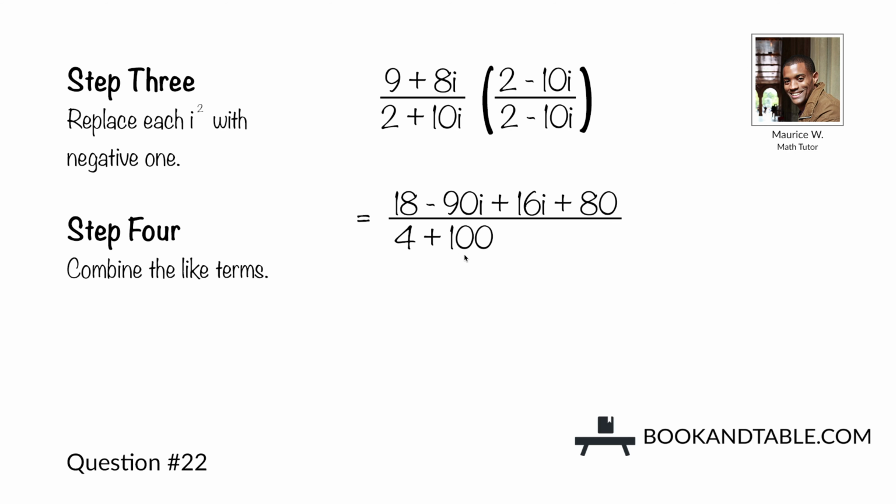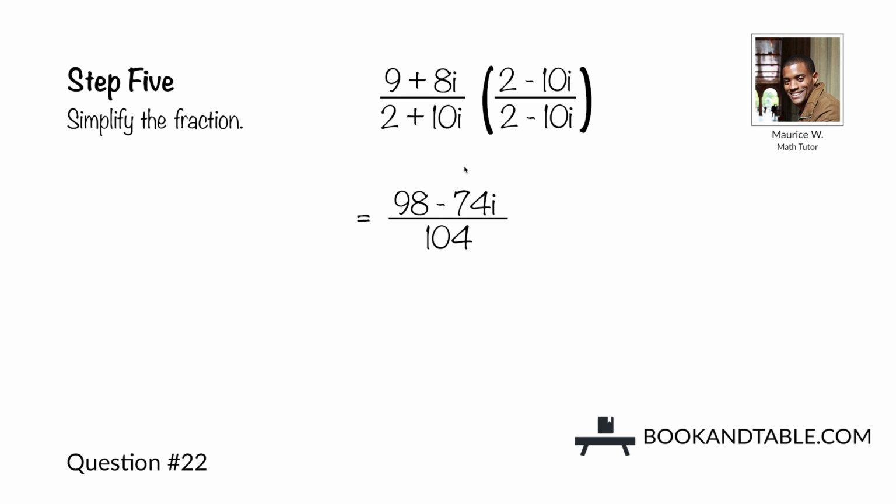And now we can combine the like terms. 18 plus 80 is 98, and negative 90i plus 16i is negative 74i. And in the denominator, 4 plus 100 is equal to 104. And now that we've combined the like terms, we now want to simplify the fraction. So we'll first start by separating this into two fractions, our real number and our imaginary number, giving us 98 over 104 minus 74i over 104.